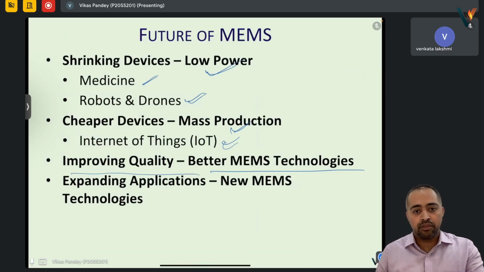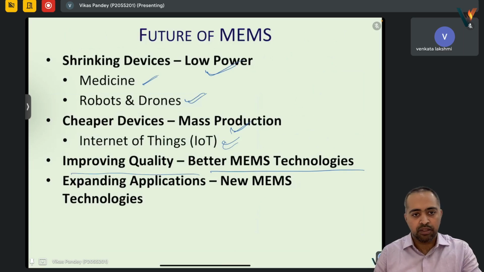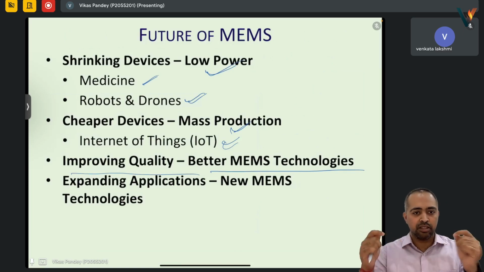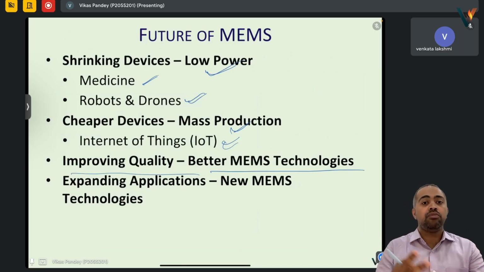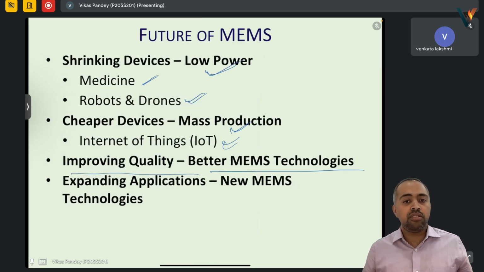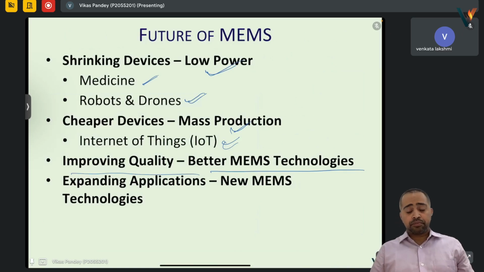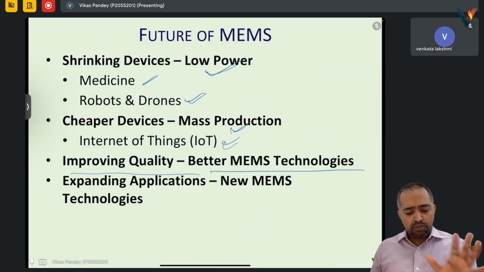There's the coming up of these cartridge printers, starting at the beginning of this 21st century. When we were kids, the printers used to be dot matrix and all. Now we have MEMS based cartridge printers, inkjet printers. So we are seeing that MEMS technology is expanding its horizon throughout different fields and different applications.